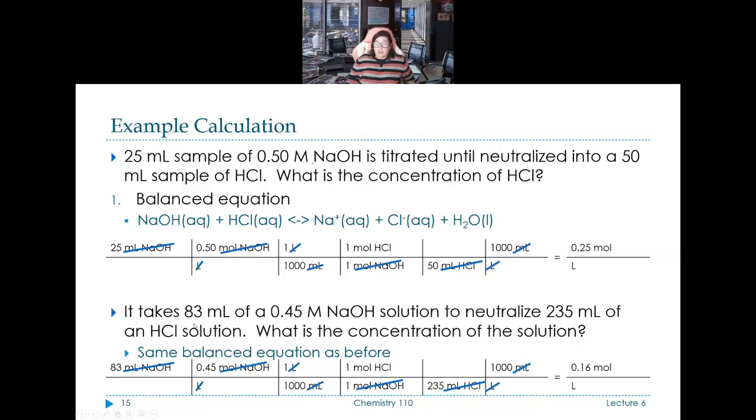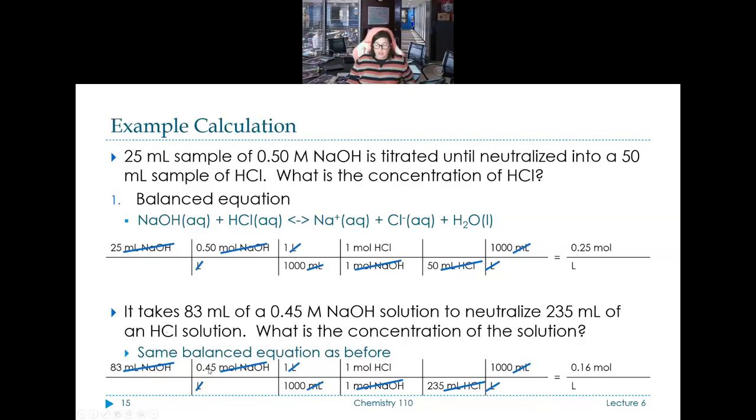So it takes 83 milliliters of a 0.45 molar NaOH solution to neutralize 235 milliliters of an HCl solution. What is the concentration of the solution? Same equation. We're still reacting NaOH with HCl. I have 83 milliliters of the 0.45 molar NaOH, so I can multiply those two together to get moles of NaOH. From the moles of NaOH, I know the moles of HCl. I divide by the volume of the HCl to get the concentration in molarity.